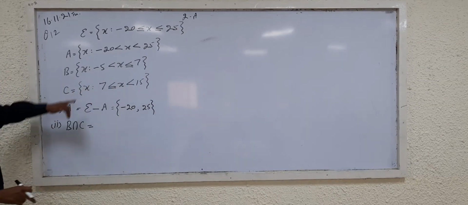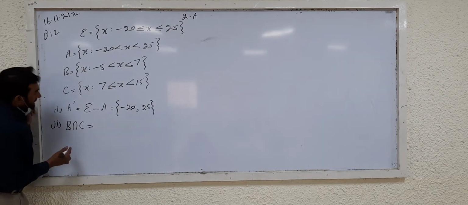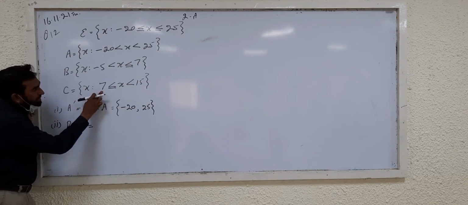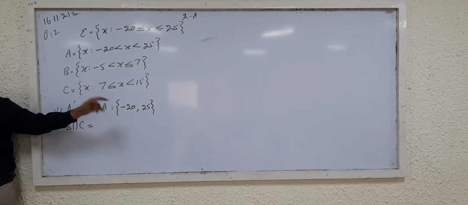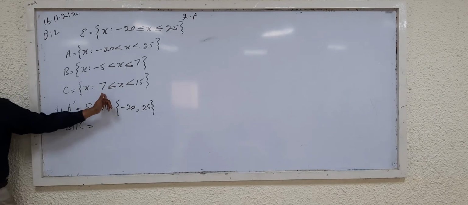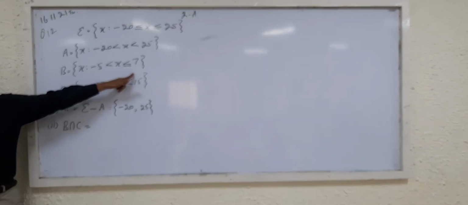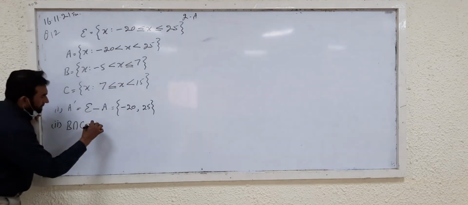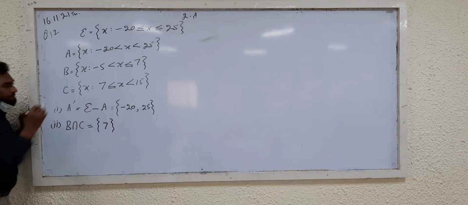so what should we do? Only 7 will come? The common element in B and C, yes, 7. Only this element is common in both. The greatest element of B is 7, and its smallest element is 7, because x is less than or equal to 7. Less than or equal to 7 means 7 is included in it. Okay, so only 7 will come.